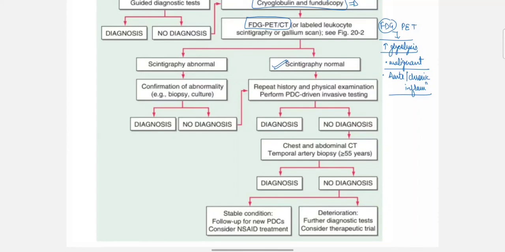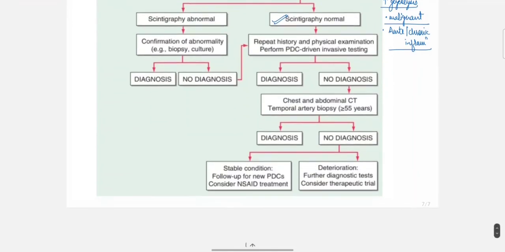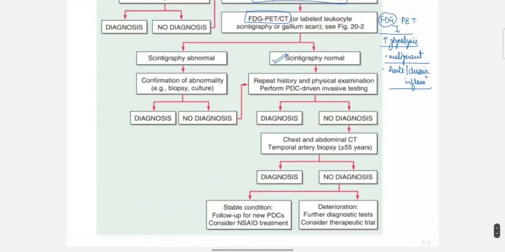But physiological uptake of FDG may obscure pathological foci in some tissues, like brain. The brain itself has a very high metabolic rate, so FDG uptake is normally increased in brain tissue. So we cannot rule out any disease related to the brain or heart. Infective endocarditis is difficult to rule out with the help of PET CT.